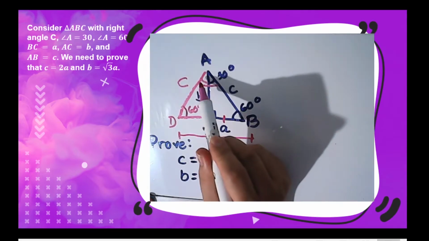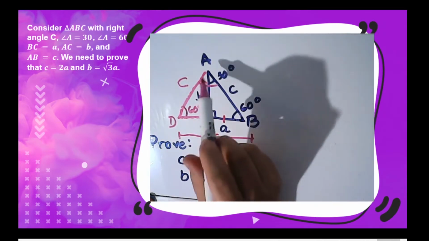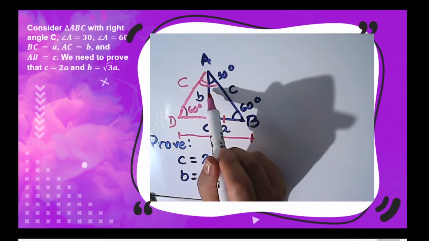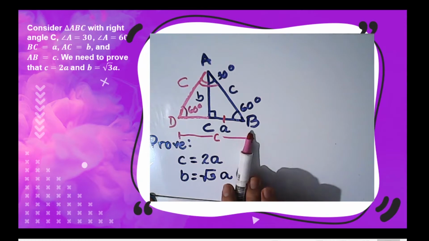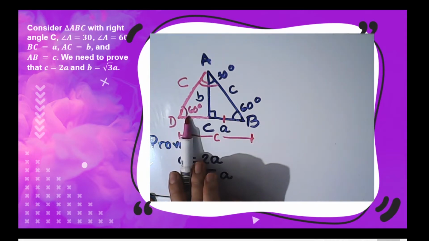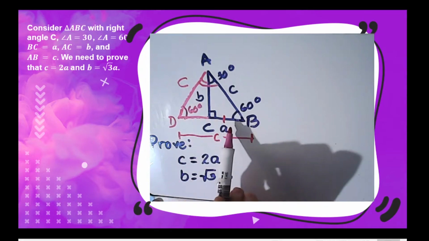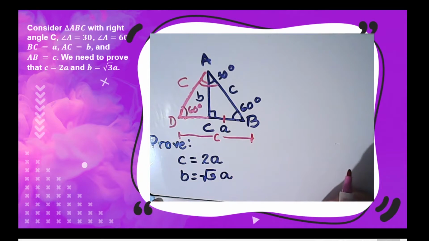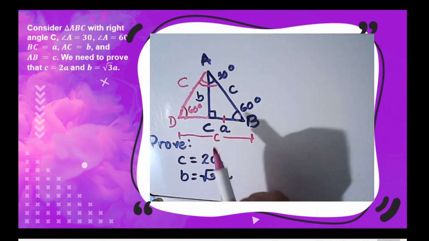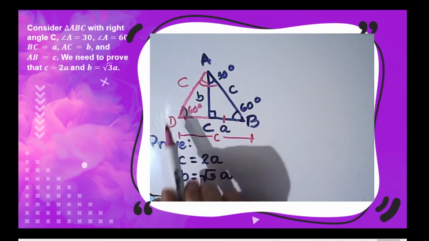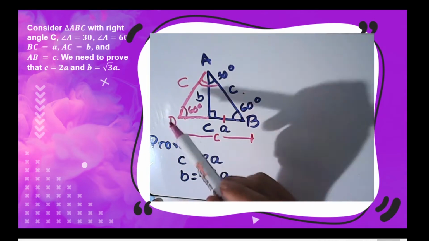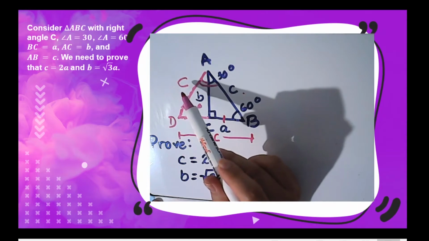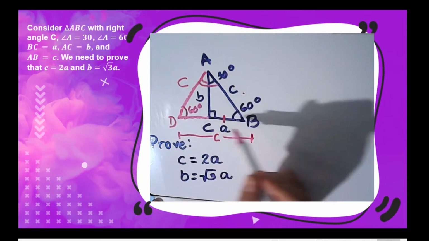we combine angle DAC and angle CAB, we will get a 60 degree angle. And since angle D is a reflection of angle B, this is also 60 degrees. When all our angles are congruent, we are creating an equilateral triangle. So for equilateral triangles, all sides are congruent. Now this side, which is C, is congruent to AD, which is also C, which is also congruent to DB.